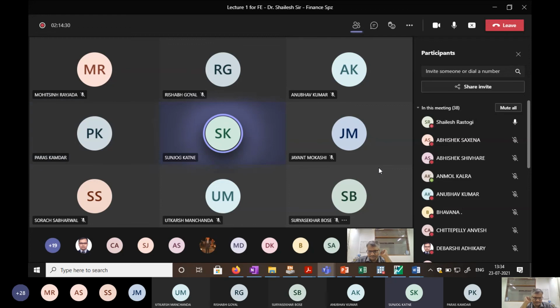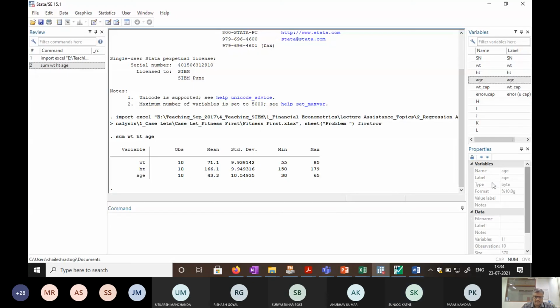Sir, I browsed the file. I uploaded Fitness First in the Excel file column. And then after that, I have to check mark import first row as variable names and then okay, that's right? That's it. Yeah, it will work. It will work like this.